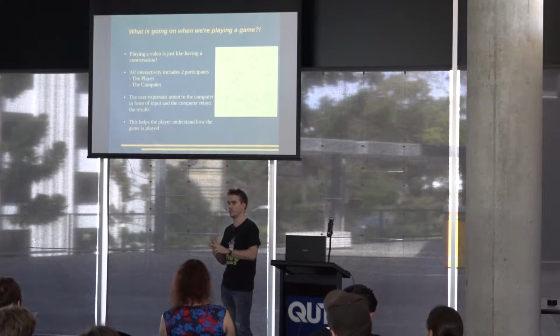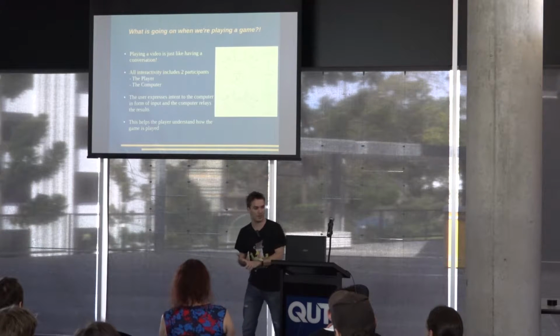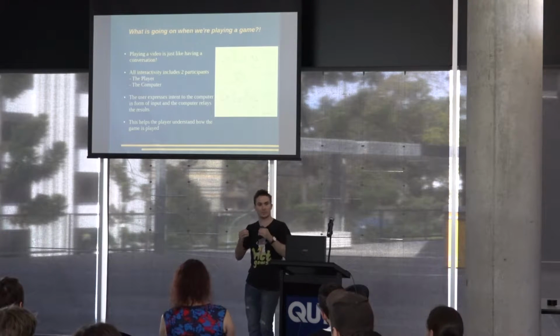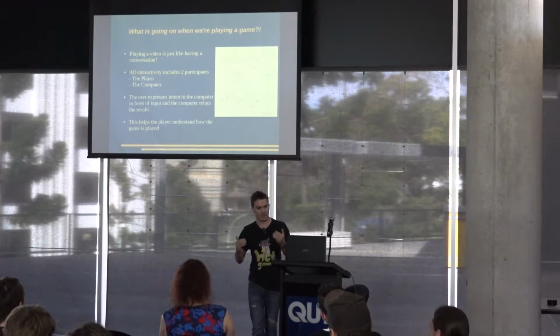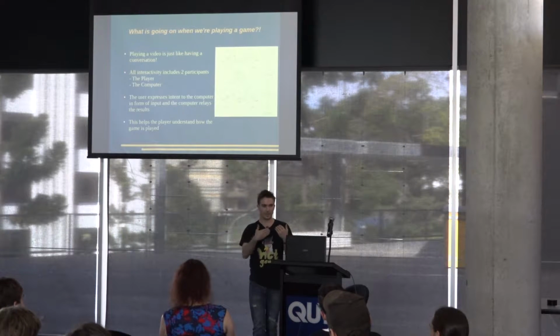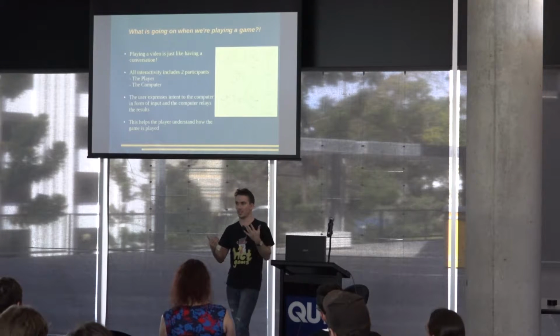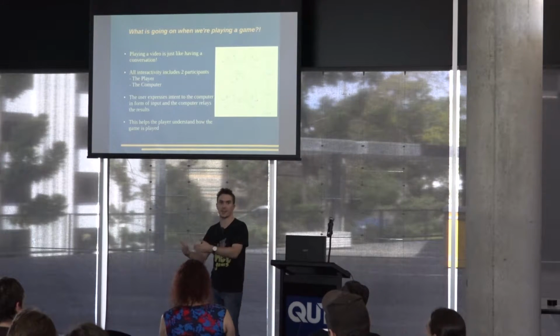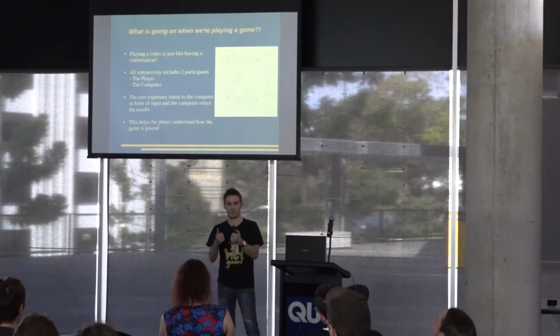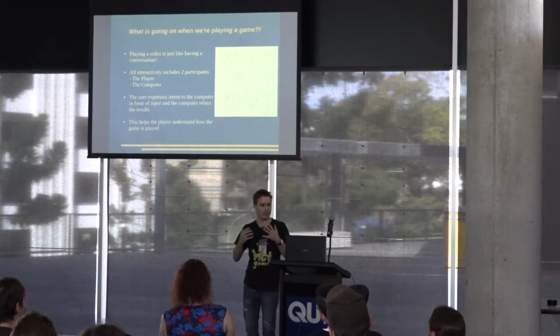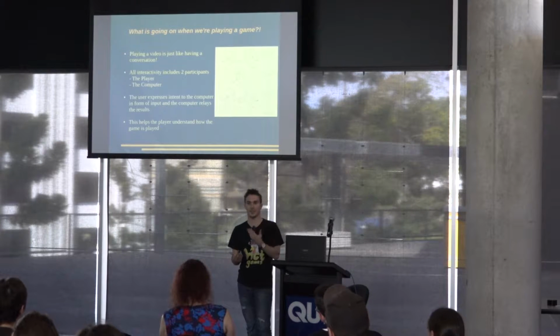So interactivity includes 2 participants, which is the player and the computer. The user expresses intent to the computer by pressing a button. And then the computer will send back a message saying, this is what happens when you push the button, this is how your character controls. So we instantly know how our character is being controlled just after the one push of the button. And we know if our character is sluggish, if they're helpless.